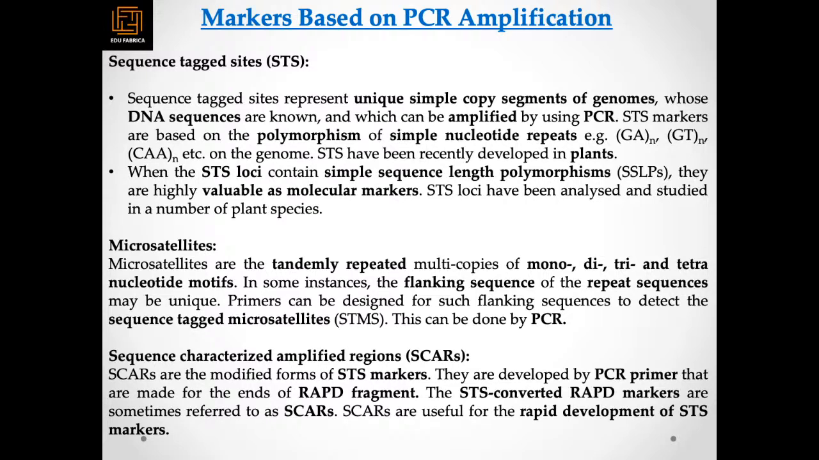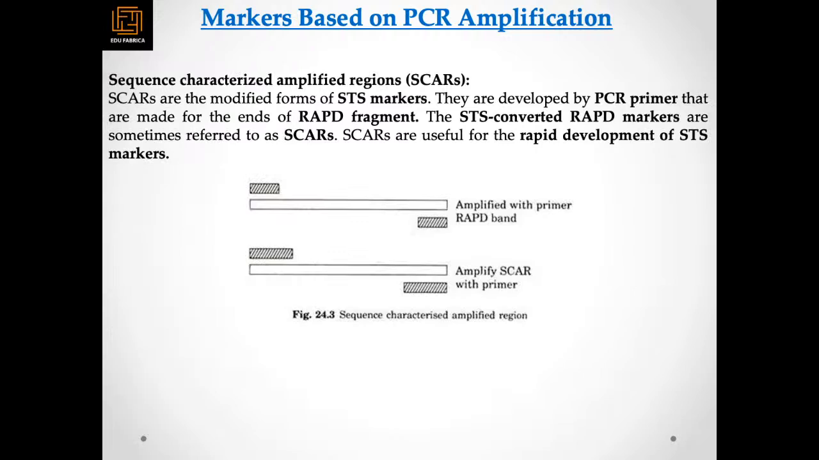Then comes your sequence characterized amplified regions, that is SCARs. They are the modified form of STS markers and they are developed by the PCR primers that are made for the ends of RAPD fragments. STS converted RAPD markers are sometimes referred to as SCARs and they are useful for rapid development of STS markers. They are developed by PCR primers that are made at the ends of the RAPD fragments.